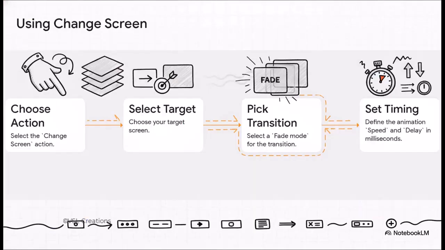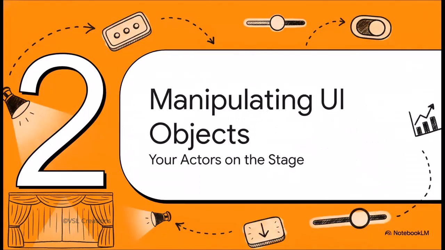And check out how easy this actually is. You literally just pick the change screen action from a list. Then you tell it which screen to go to. You can even pick a cool transition effect, like a fade. And finally, you just dial in how fast you want it to happen. That's all it takes to create these really smooth, professional-looking screen changes. All right, our scenes are set. Now it's time to focus on the cast.